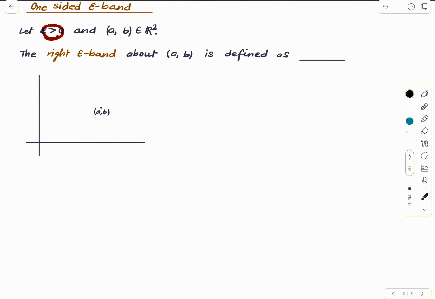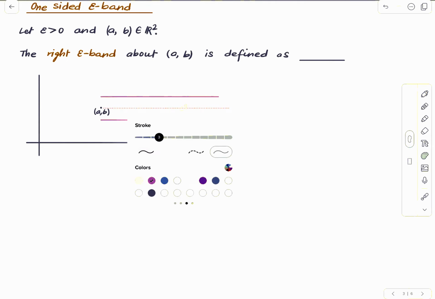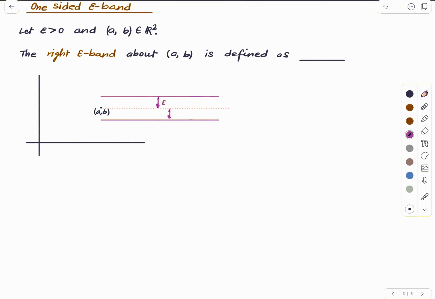Okay, so fix an epsilon greater than 0 and a point in the plane. Then the right epsilon band about the point (a, b) is defined as, let me first make the diagram. You make two lines, one at epsilon distance above the point and the other at epsilon distance below the point. So here is the center line, so to say. And the band kind of starts like this. So this region is the right epsilon band.